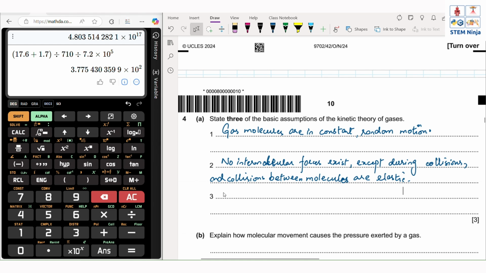What else? Volume of molecules is much smaller than the volume of container. That's it.